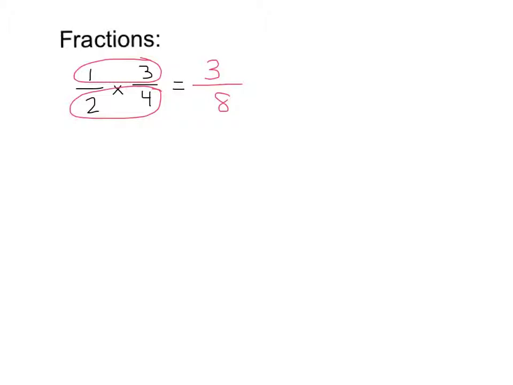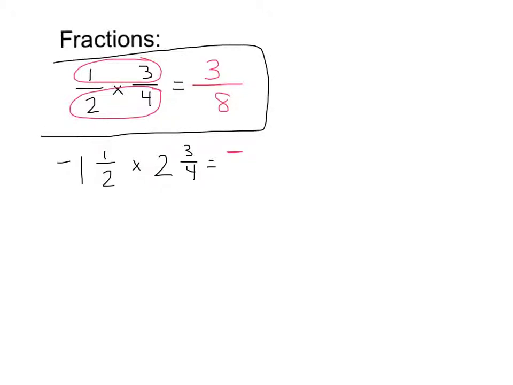What do I do if I have a mixed number? So something like -1 1/2 times maybe 2 3/4, positive. Well, first of all, I know my answer is going to end up being a negative answer, because I have a negative times a positive number. From there, I need to make sure that I change every mixed number to an improper fraction. So -1 1/2 becomes -3/2. I'm going to multiply that by 2 times 4 is 8, plus 3 is 11, 11/4.